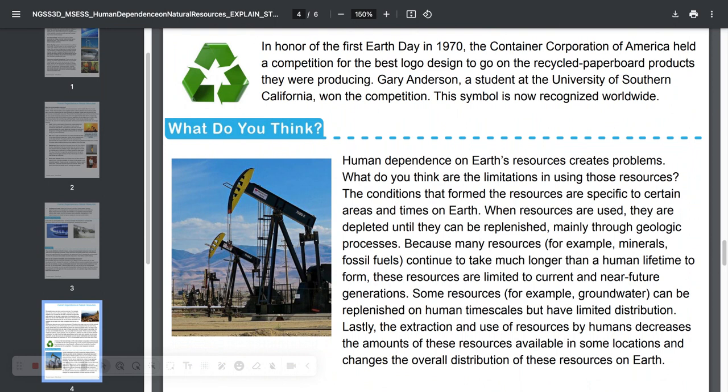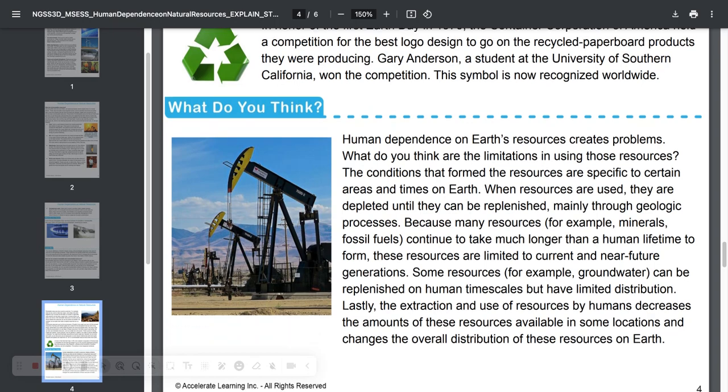In honor of the first Earth Day in 1970, the Container Corporation of America held a competition for the best logo design to go on the recycled paperboard products they were producing. Gary Anderson, a student at the University of Southern California, won the competition. This symbol is now recognized worldwide.